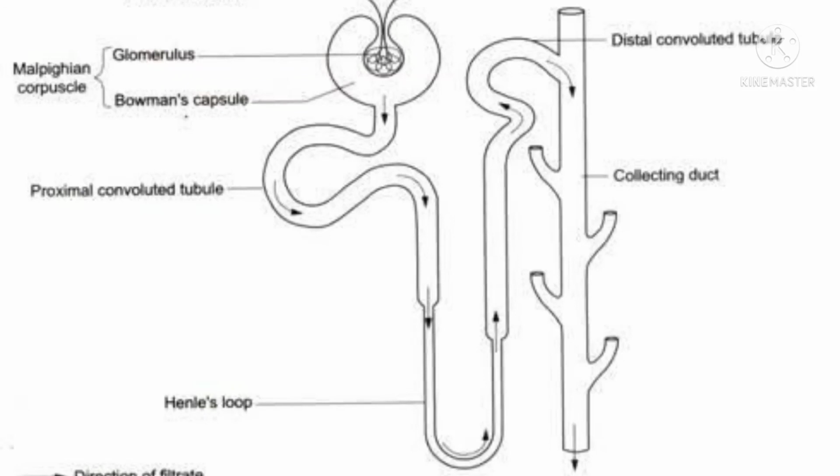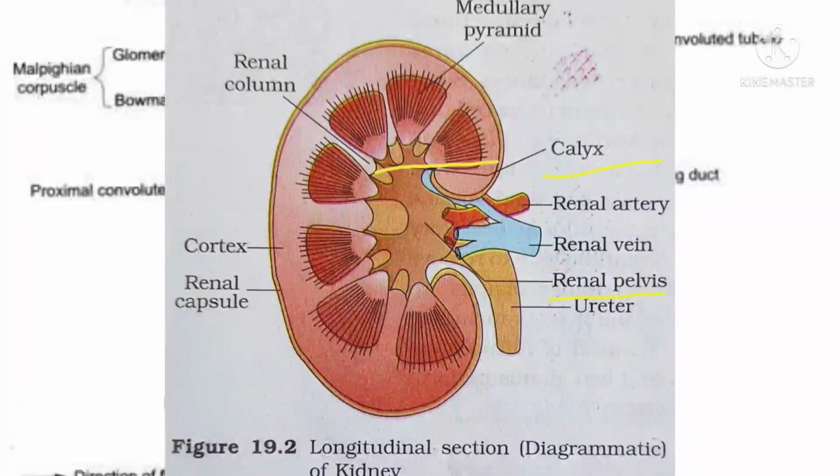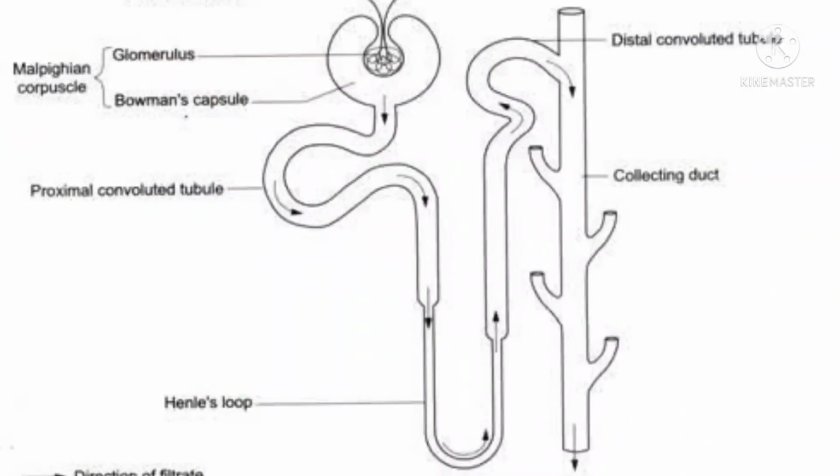Distal convoluted tubules of several nephrons join the collecting duct, and several collecting ducts join the renal calyx, and several renal calyx join the renal pelvis. And from renal pelvis the urine enters the ureter. In this way the urine is formed and enters the ureter. Hope you have understood the function and structure of nephrons.